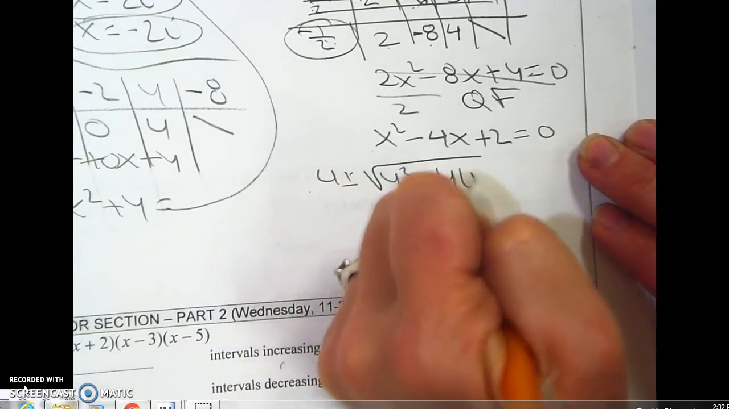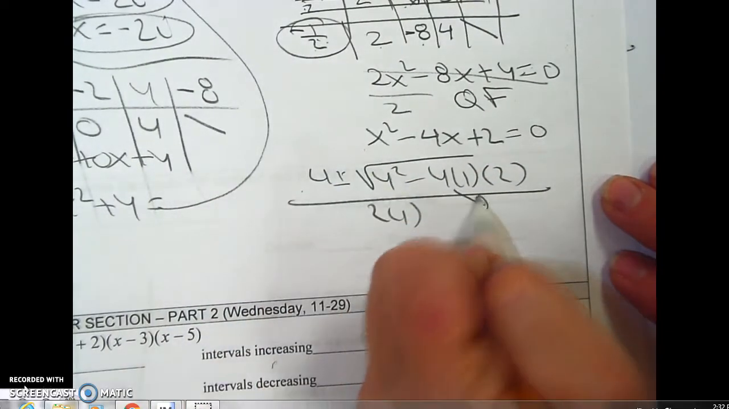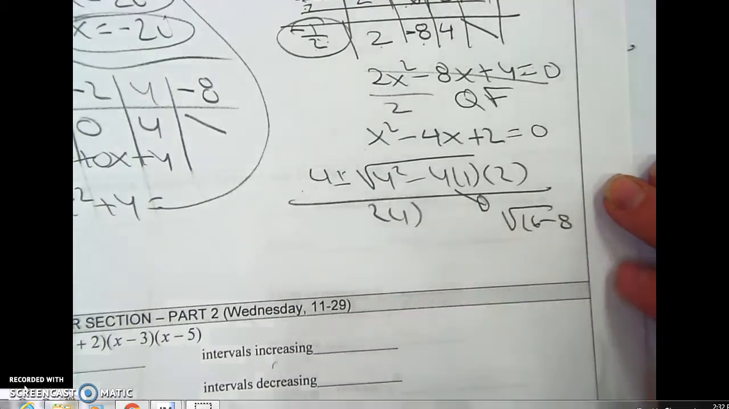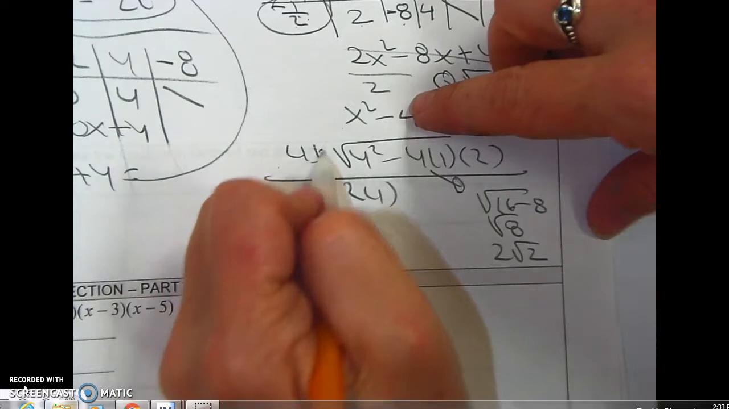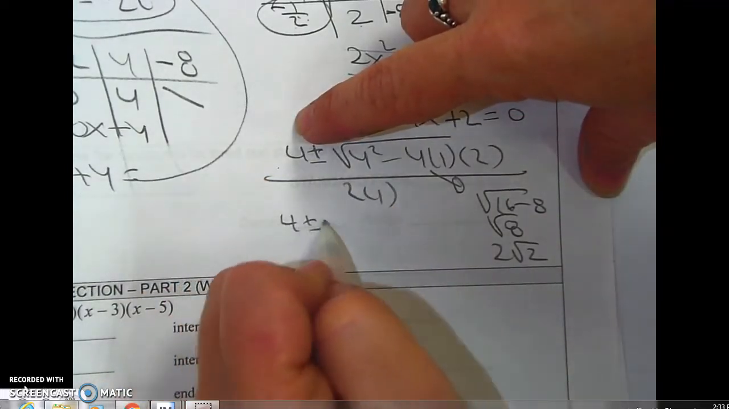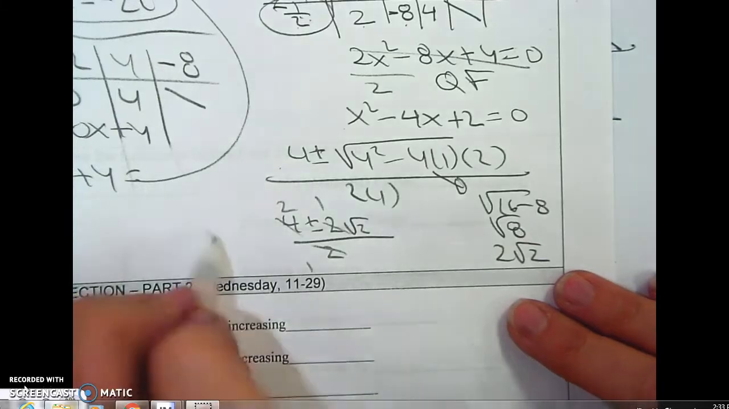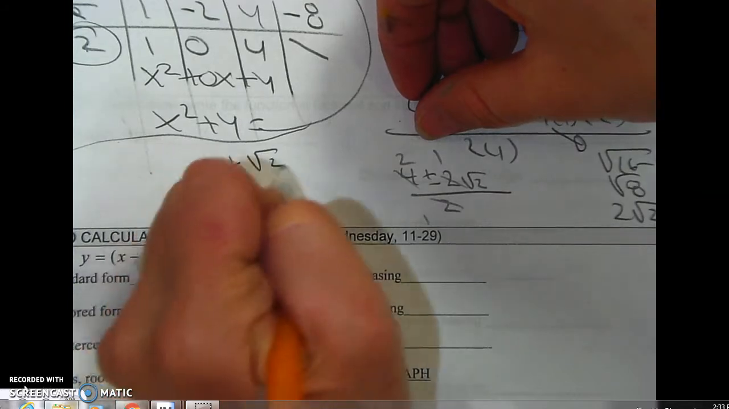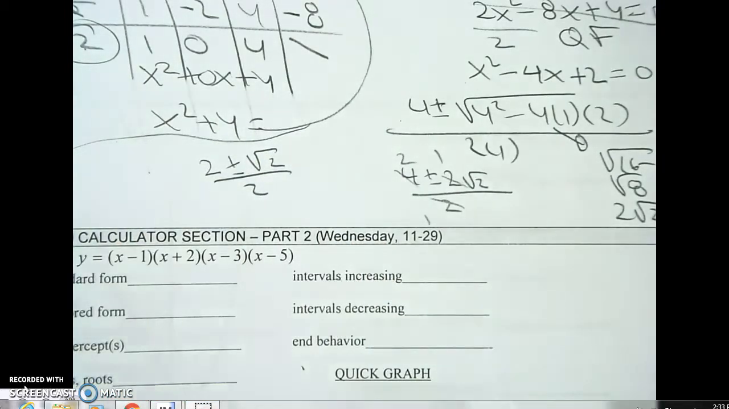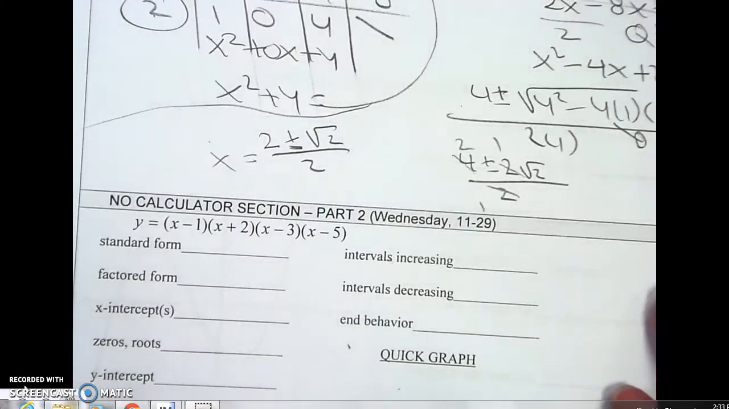4 squared minus 4 times 1 times 2, all over 2 times 1. If I rewrite that, that's the square root of 16 minus 8, which is the square root of 8, which is 2 rad 2. So now I have 4 plus or minus 2 rad 2 over 2, divide by 2, and I'm left with 2 plus or minus rad 2 over 2. This is the no calculator section, which means I have now found all of my x's.